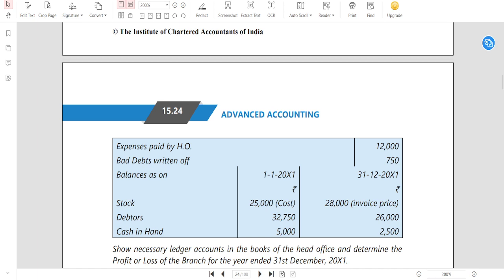So, we have not opened the branch expense account, correct? We have not opened the branch expense account, okay? So we need to open a branch expense account here to record all the entries. That is what we need actually. So guys, let us open the branch expense account once. Here the expenses paid by HO are 12,000. Now what we need to do? We need to just prepare one branch expense account.